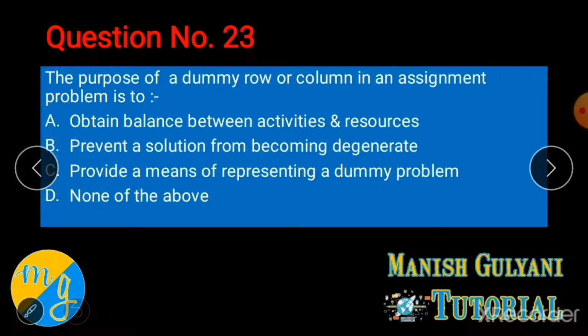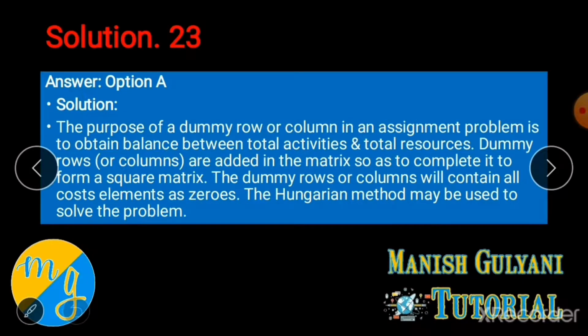Balanced problem means that under assignment only two things are given, activities and resources. On the basis of those keywords we can easily identify the answer. Option A is your correct answer: obtain balance between activities and resources. Option B, degenerate: there's no concept of degeneracy that you have studied under the assignment problem. The main objective of inserting a dummy row or dummy column is so that your problem could be balanced between activities and resources. So option A is the correct option. Clear?